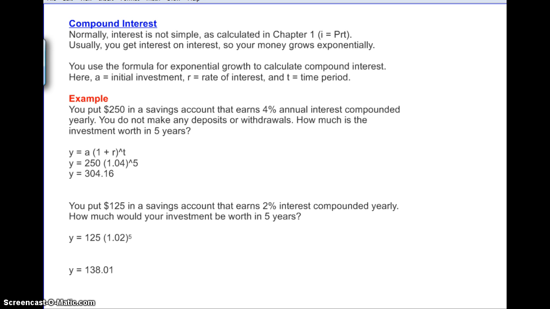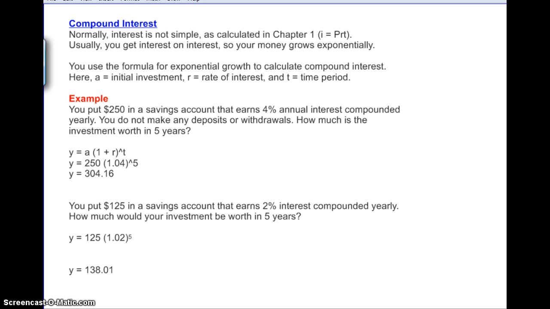Remember that formula? But that's really unrealistic. That's normally not the kind of interest most people earn or are paid. Usually, you earn interest, leave the interest in the account, so you're earning interest on the interest over time. And what happens when you do that is your money grows exponentially. It doesn't grow in a linear fashion as we supposed in I equals PRT. So we're going to use the formula for exponential growth to calculate compound interest.